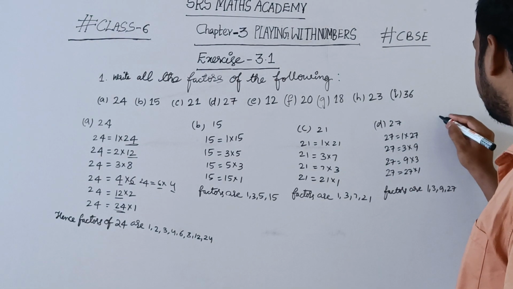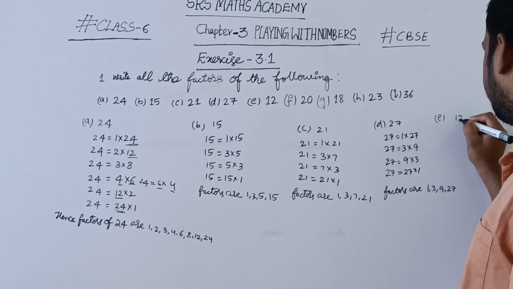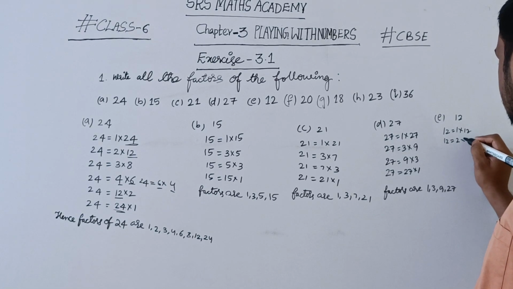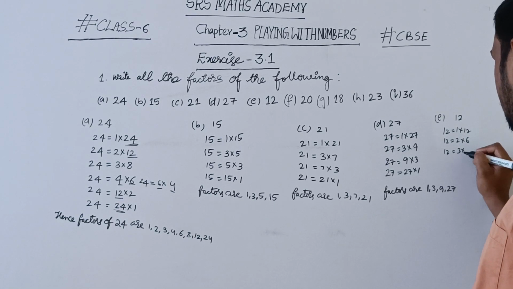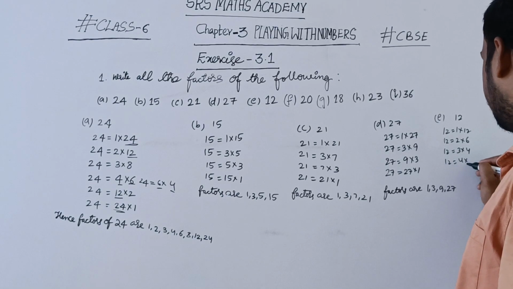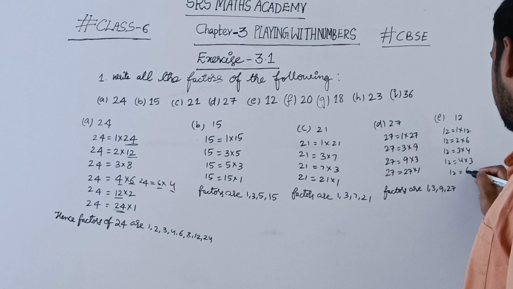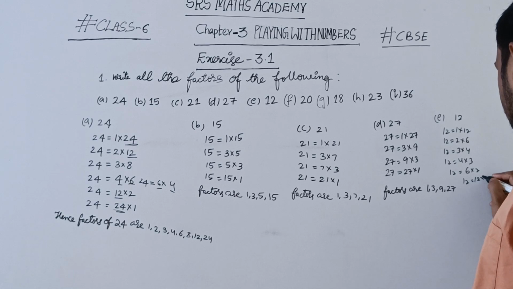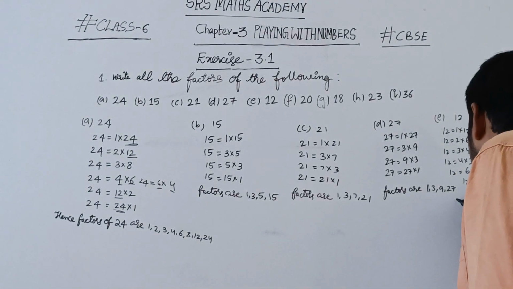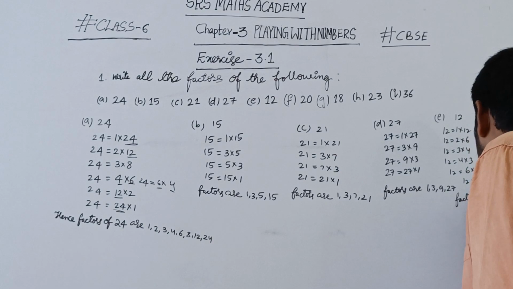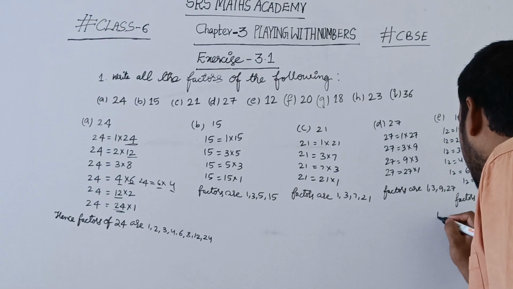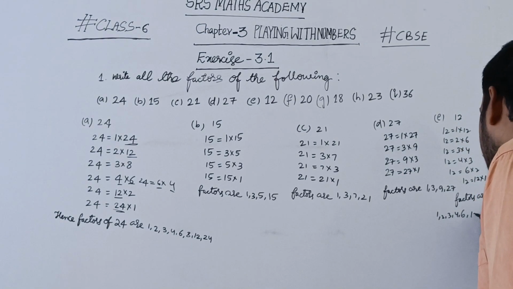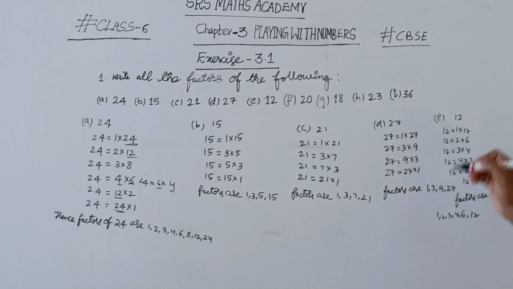The next problem is 12. So 12 equals 1 12s. 2 6s are, and 3 4s are 12, and 4 table, 4 3s are, and 5 table not coming, 6 table 6 2s are, and again 12 1s are. So some are repeated here. So factors are 1, 2, 3, 4, 6, and after 6, 12. These 6 are the factors of 12.